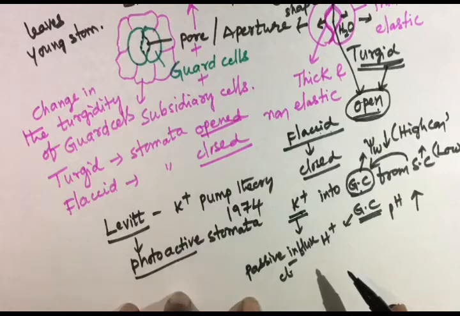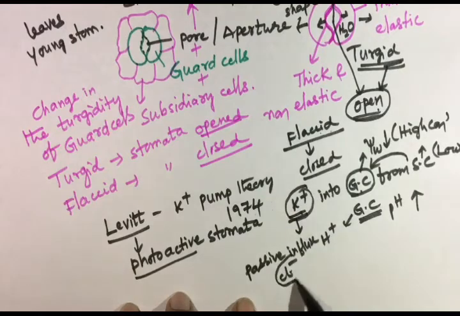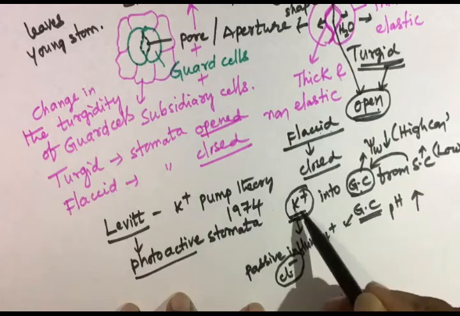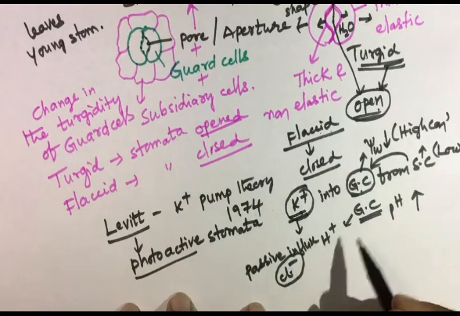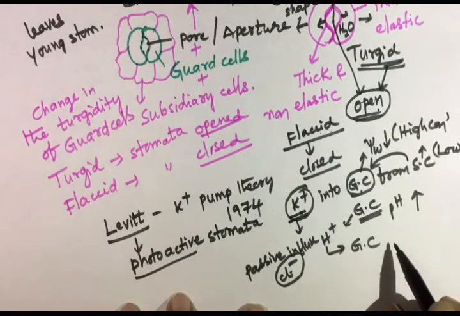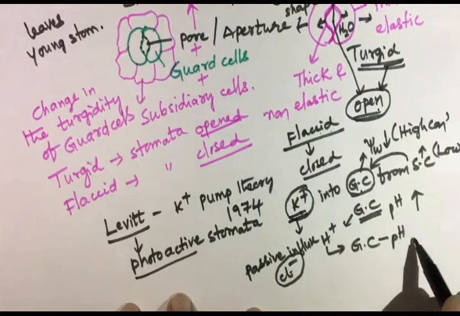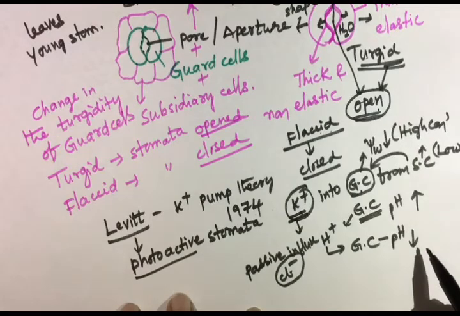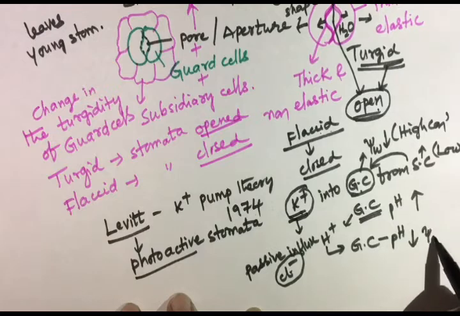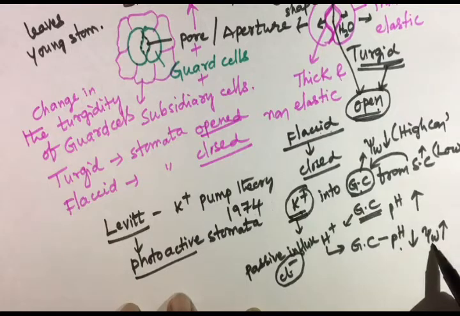So during the night time, K+ and Cl- ions are removed from guard cells, whereas H+ ions re-enter into guard cells. So the pH of the guard cells will be decreased, and also their water potential values are increased. The pH of the guard cells is decreased, the water potential value of the guard cells is increased, meaning they attain low concentration.